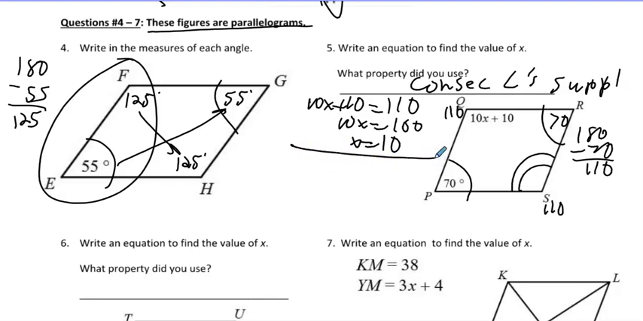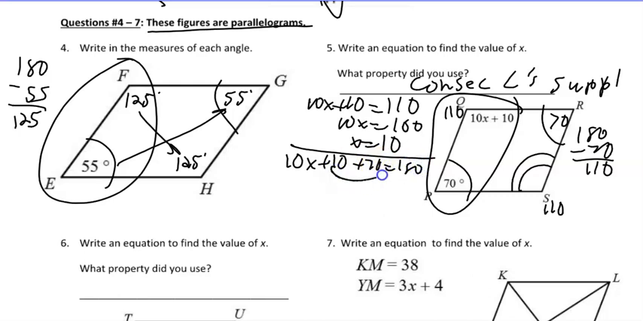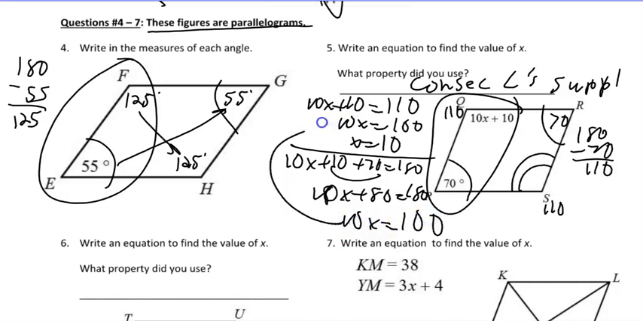Now, that's the shortcut way. The long way is, as we've been doing so far, is just to say 10x plus 10, the obtuse angle, plus the acute angle, add up to 180. Well, if we combine like terms, we get 10x plus 80 equals 180. And if we subtract 80, what do we get? 10x equals 100. Look familiar? Should. It's right there.